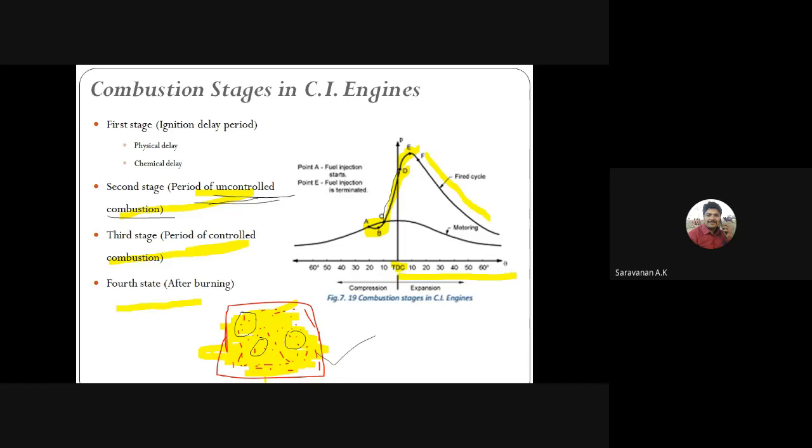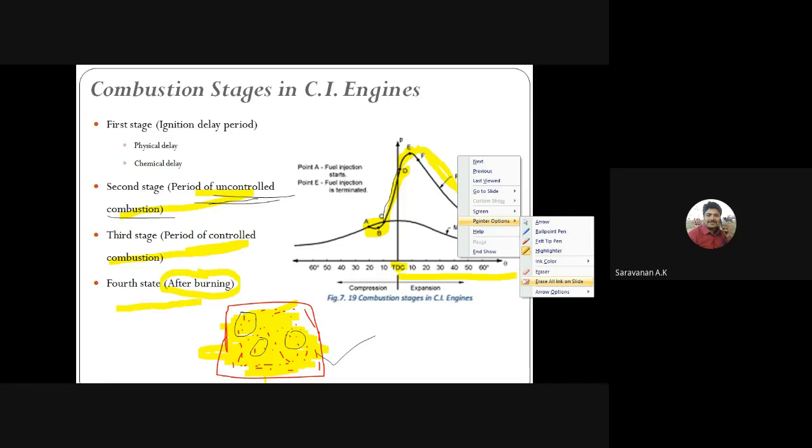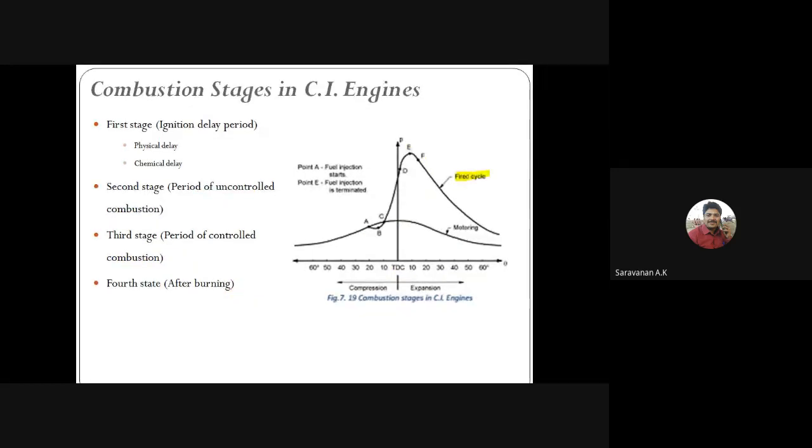The combustion chamber volume increases, and once the volume increases, the pressure gradually reduces. During the expansion stroke, we also have some flame propagation and some burning of the fuel. That is called after burning. So the curve will be like this. This is called the fired cycle, the power stroke.